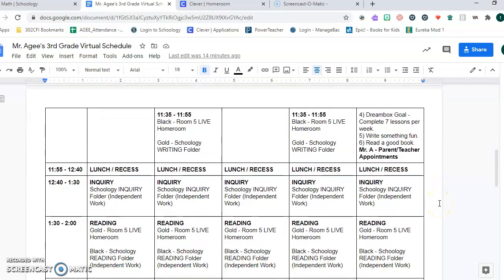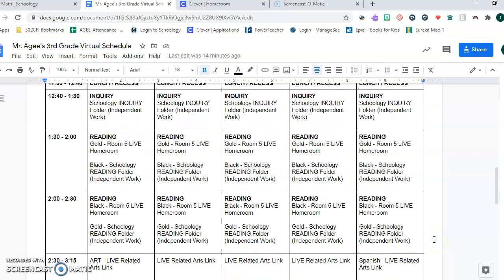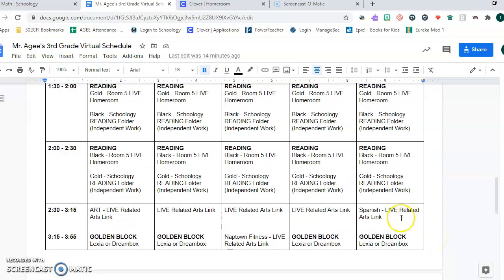And then you've got your inquiry assignment, which will be posted for your 12:40 after lunch. We'll have our live reading sessions, and you'll have some independent reading time. And then you'll finish the day with your related arts. You've got Spanish today, and whatever you didn't get finished in Lexia or Dreambox, you can go back to at 3:15. That's our day today, guys.